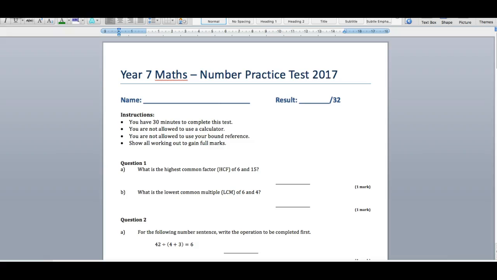Hi ladies, you should have gone through your practice test by now. So these are the solutions. Make sure you go through and correct it. Anything you still don't understand, please make sure you ask for help.